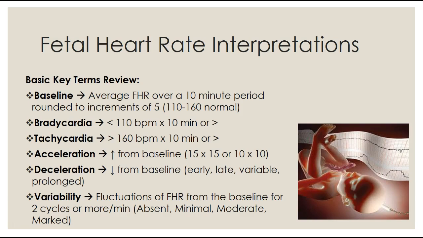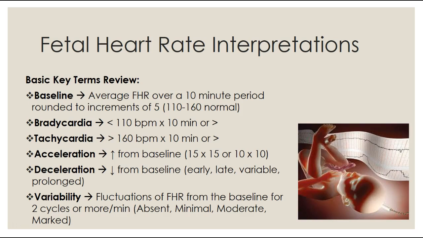I have taken the liberty of making some basic key term definitions to help you better understand these terms. So baseline is just your average fetal heart rate over a 10-minute period, and it's rounded to increments of 5. 110 to 160 is what we consider normal. Bradycardia is a type of baseline that is less than 110 beats per minute, and it has to last for at least 10 minutes or more. Tachycardia, on the other hand, is anything over 160 beats per minute, and it also has to last for 10 minutes or longer.